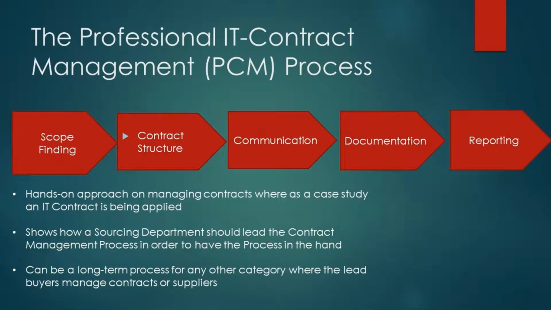We're now going to look at the professional IT contract management process, which is called the PCM. Just for information, this process does not only have to be applied restrictively to IT spend, but can also be applied to management consulting, legal spend, any other spend where you believe this is important for you in order to professionally manage your contract. The main elements here are the scope finding, the contract structure, communication, documentation, and reporting.